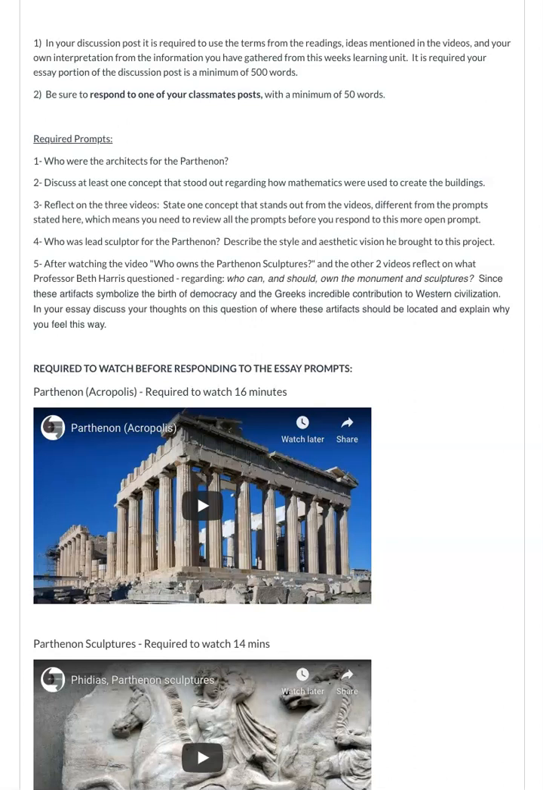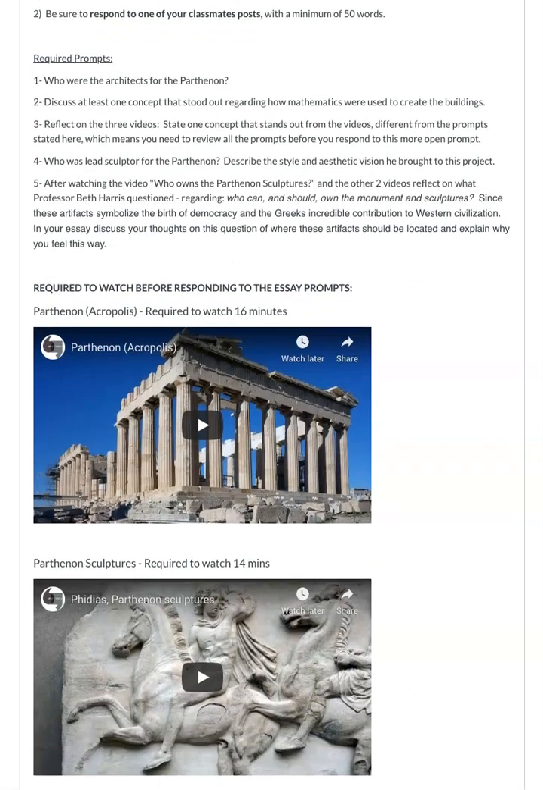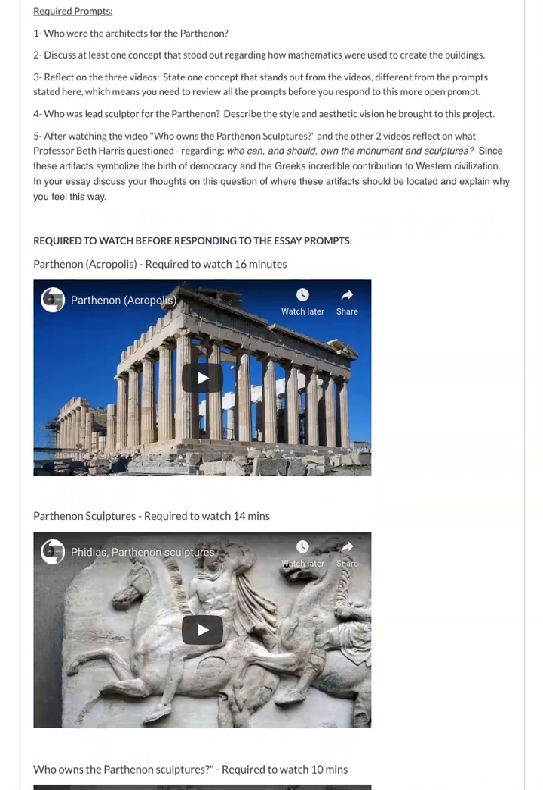This week, I'm only going to have you respond to one classmate's post with a minimum of 50 words. Of course, if you want to respond to more, that's awesome and will help your grade, but you're only required to do one. So these are the prompts for this week.